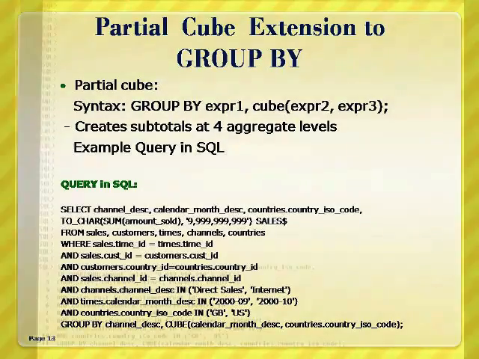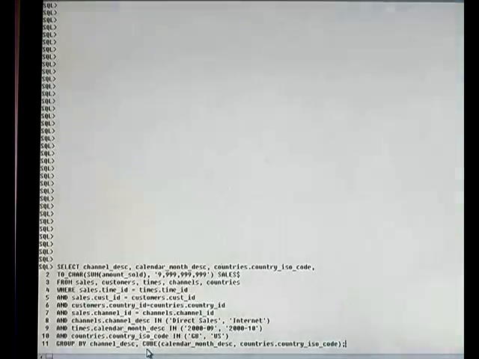Now we will demonstrate how partial cube works with an example. In this example, there is a partial cube over the combinations of 2 attributes, namely calendar_month_description and country_ISO_code. So it computes all the combinations of these subtotals and appends them to the channel description. So that means we get subtotals for the channel description, calendar month description, country_ISO_code combination, then channel description. This gives the partial cube demonstration.